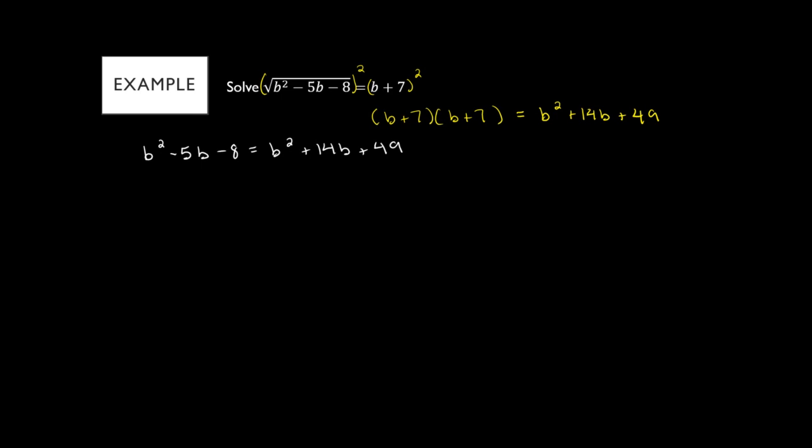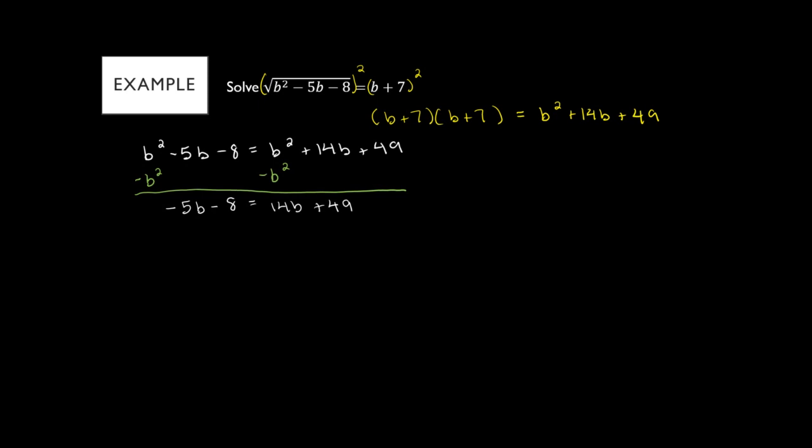So just like the other example, the b squareds here are going to cancel. So I'm going to subtract b squared from both sides, and those basically completely disappear, which makes this linear. So we end up with minus 5b minus 8 equals 14b plus 49.